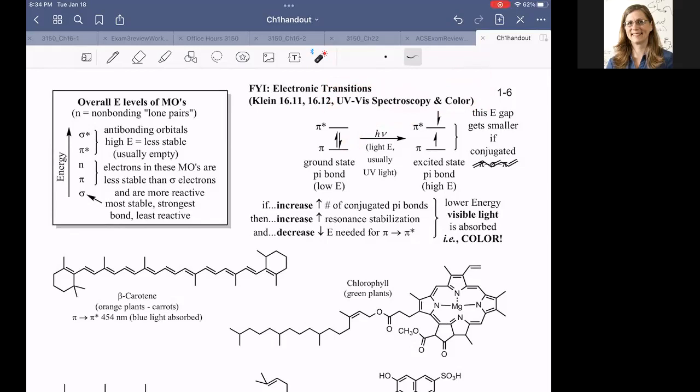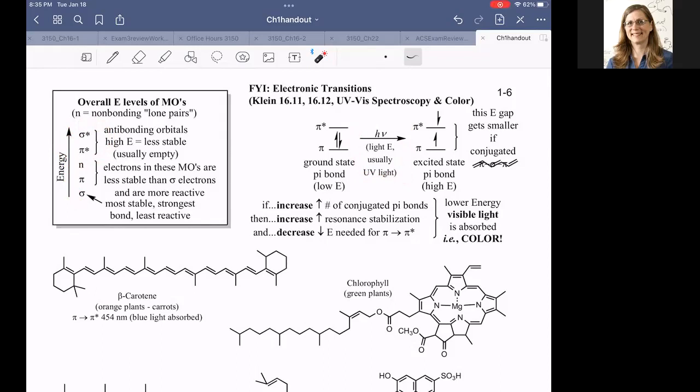these electronic transitions. Okay, here's the overall energy level of our molecular orbitals. The sigma is the lowest energy. And then the pi comes, and then any non-bonding electrons, meaning lone pairs, those are higher energy still. And then we have our antibonding above that. So as stabilized as the sigma molecular orbital is, that's how destabilized the sigma star is, and so on. Okay, so when we introduce light energy, typically UV light, we can get this electronic transition, promoted to a higher energy.